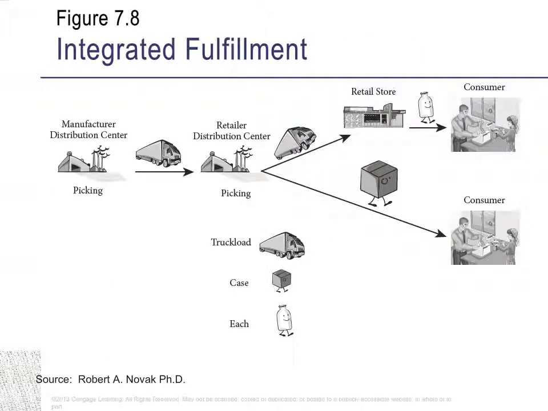So this graphic depicts an integrated fulfillment model. What we have is a manufacturer who takes the goods and gives them to a retail distribution center. We might have a lot of manufacturing distribution centers that are feeding this one retail distribution center. And then that one retail distribution center fulfills orders to retail stores and to individual customers.